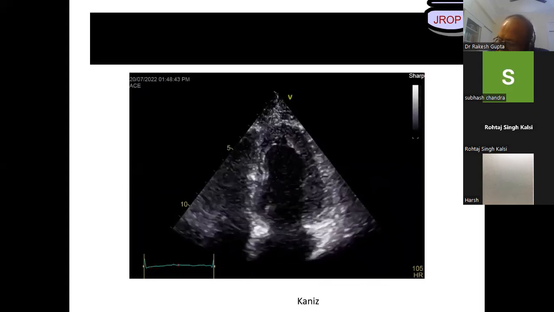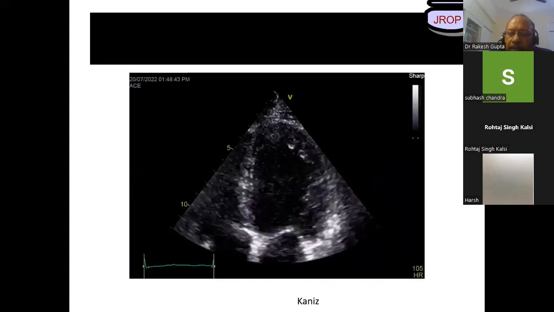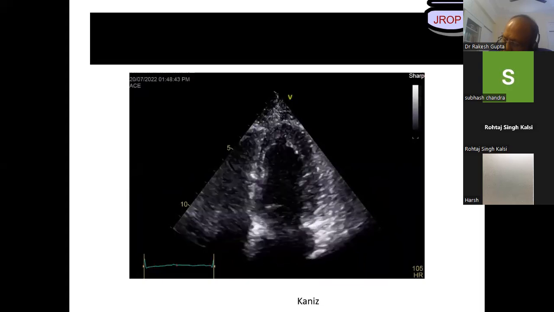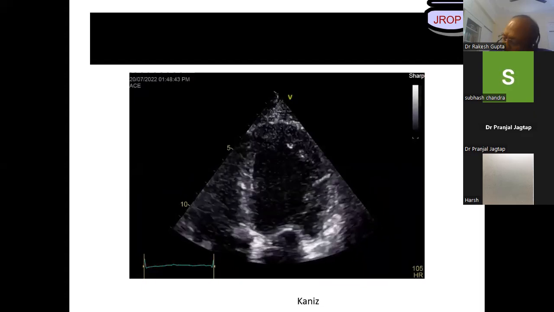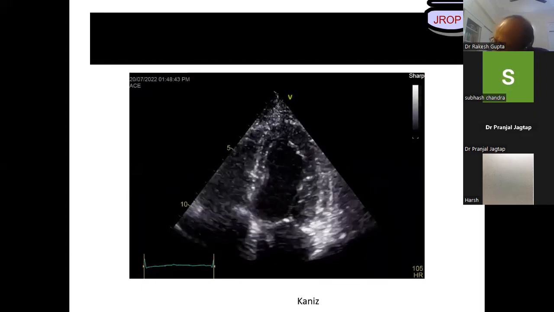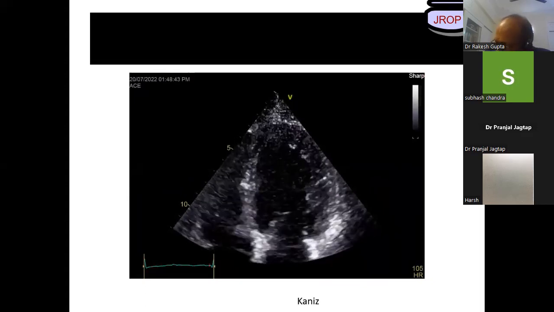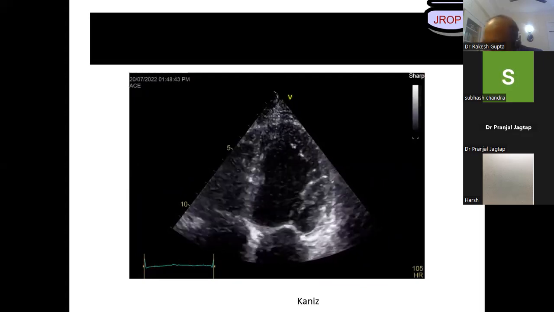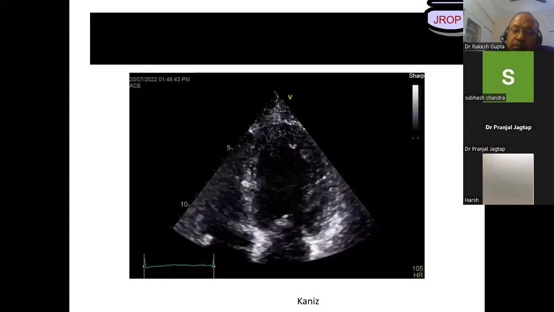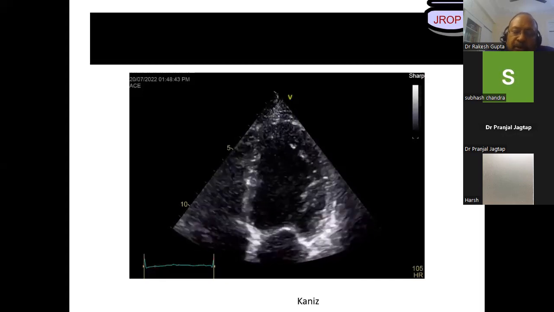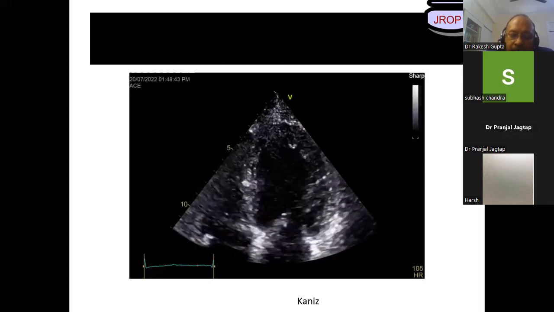Dr. Pranjal Prakash Jagtap, Nasik. Dr. Pranjal, are you there? Yes, sir. Okay, tell me what is the abnormality in this slide? So this is an apical four-chamber view. I don't think there is any abnormality in this. Perfect, Pranjal. God bless you. You have made my day today for the first time. Thank you, sir.